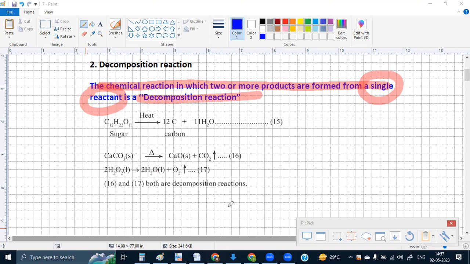The first example of this is the formula of sugar, C12H22O11. By supplying heat energy, it decomposes into carbon and water. It will be endothermic because there is supply of heat energy. You can write heat also over here.